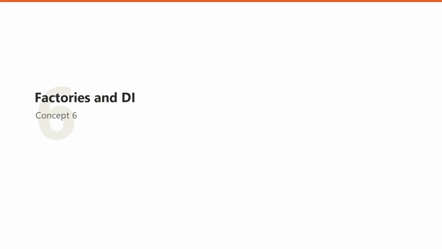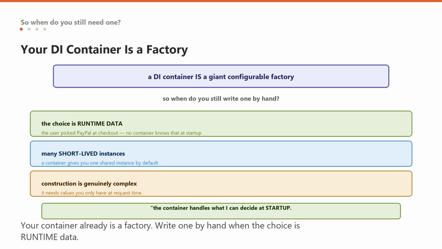Concept 6. Where dependency injection eats most of this, and where it does not. Be honest about this one, because it is where a lot of pattern teaching is stuck in 1994. A dependency injection container is, fundamentally, a giant configurable factory. It knows how to construct your objects, it wires their dependencies, it manages their lifetimes, and it hands them to you. So in a Spring application, most of the reasons you would have written a factory have already been handled. You just declare the dependency in your constructor and the container provides it. And which concrete implementation you get is a configuration decision, not a code decision.